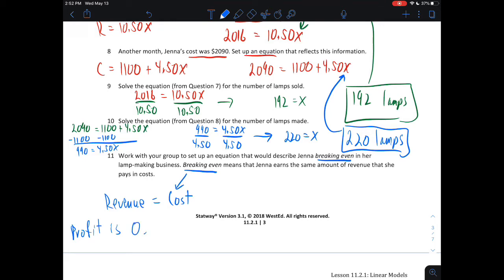So to figure this out, you have an expression for revenue. It's 10.50 times x. You also have an expression for cost. It's 1100 plus 4.50x. So this is the equation that you could use to figure out how many lamps she needs to sell to break even. So that's the setup for the equation, just setting those two things equal to each other.